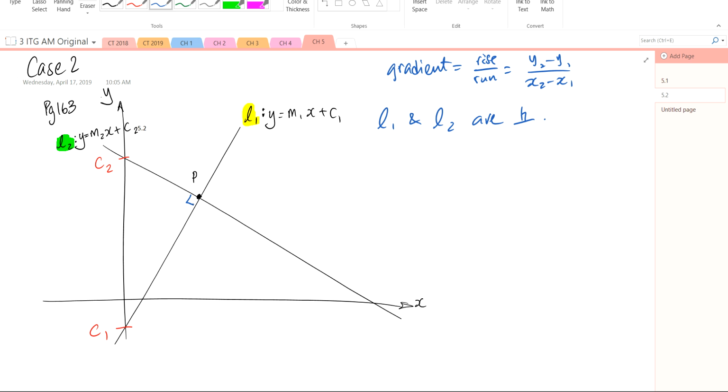Now I'm going to drop a perpendicular down. This term, drop a perpendicular, will be used in your syllabus. I drop a perpendicular down to the x-axis. Understand what this means? Okay, now I'm going to name a few more points. Let's call this point Q. This point is point S and point R.